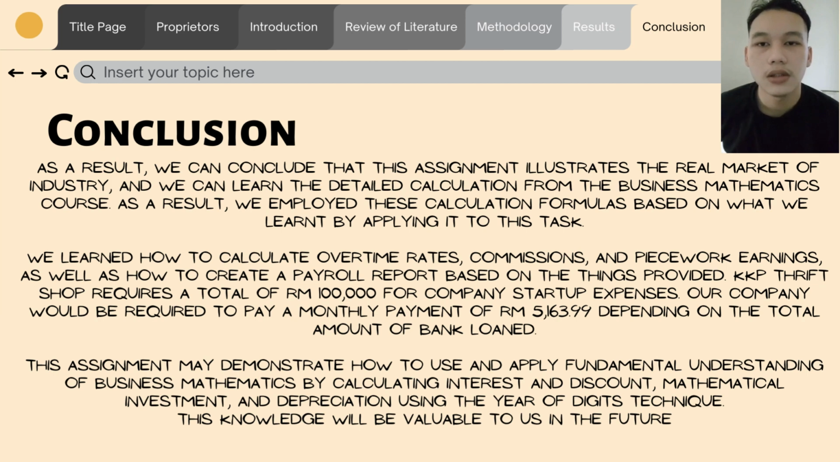Our company requires a total of 100,000 for company startup expense. We also are required to pay a monthly payment of 5,163.99 ringgit depending on the total amount being loaned. Our company uses 3 types of equipment: custom printing machine, cash register machine, and price checker machine. Finally, our group determined this project is very important to our cost. This assignment will demonstrate how to use and apply fundamental understanding of business mathematics.